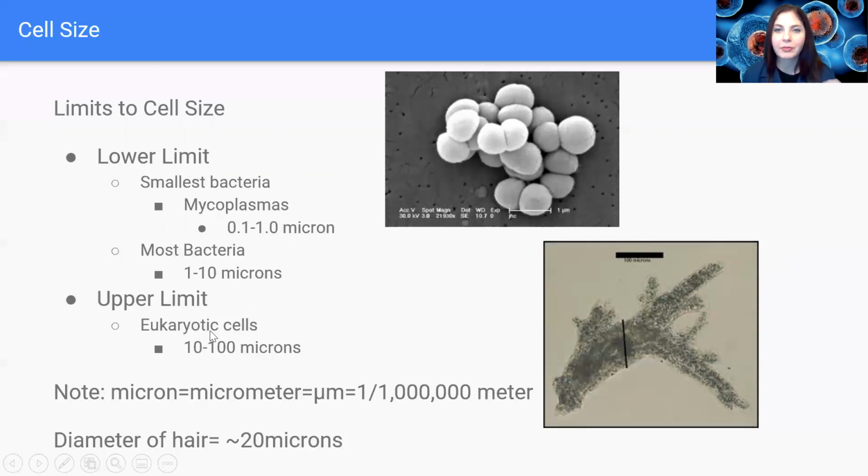Now, when we get into our upper limits, meaning as large as cells can possibly be where they still perform their function at a good rate and can conduct all of those metabolic processes, the upper limit is going to be about 10 to 100 microns in eukaryotic cells.